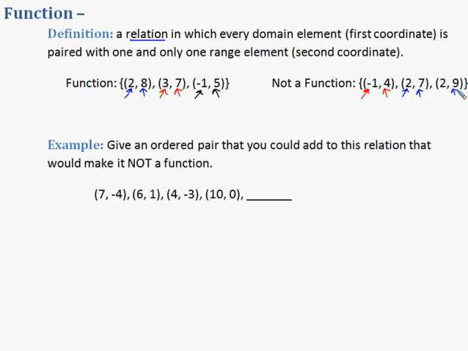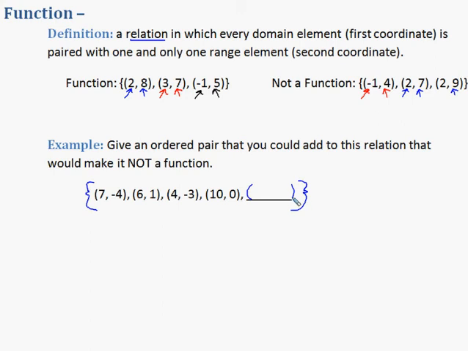So here we have an example. It says, give an ordered pair that you could add to this relation that would make it not a function. So as of right now, this one is a function. This relation is a function because 7 is paired with just -4. We don't see 7 paired with anything else. 6 is just paired with 1, 4 with -3, and 10 with 0. There are tons and tons of options we could have here for adding an ordered pair that would make this not a function.